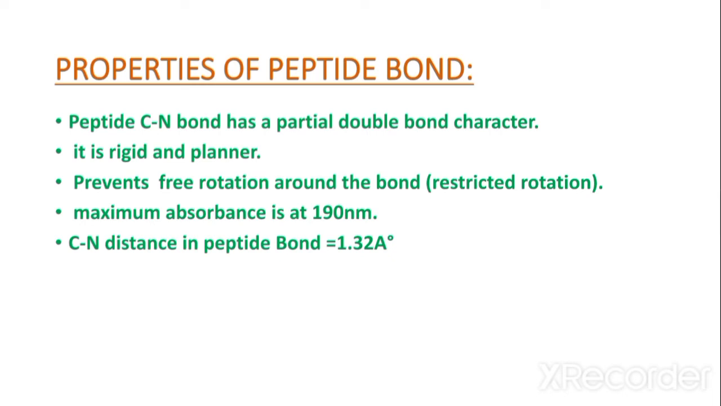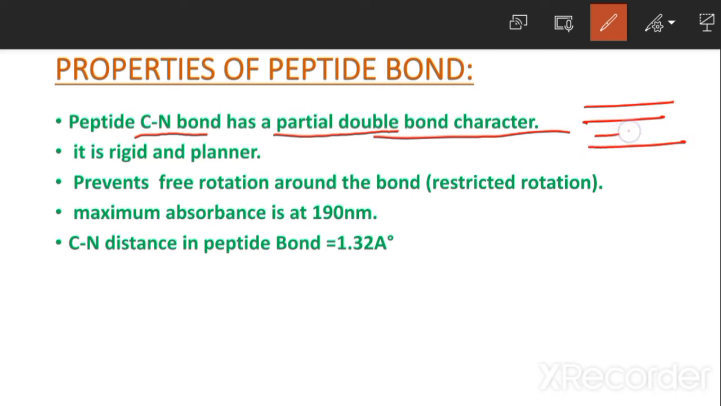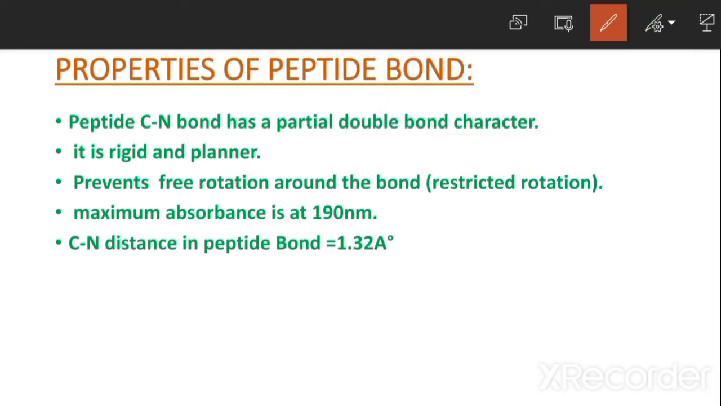Then properties of the peptide bond. What is the property? You see here, the peptide C-N bond has a partial double bond character. It is not fully a double bond; it is partial double bond character.